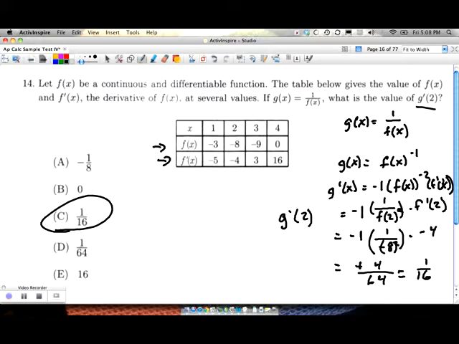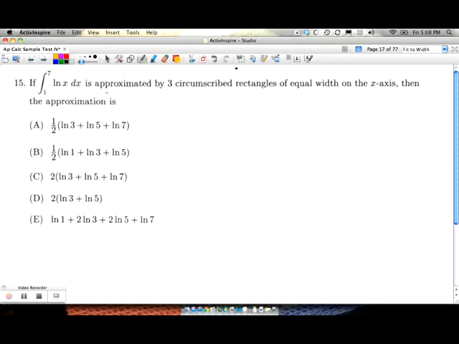I'm moving on. Number 15: the area is approximated by 3 circumscribed rectangles of equal width on the x-axis. Then the approximation is... Okay, the key word here is circumscribed. So what does that mean? What does it mean when something's circumscribed?